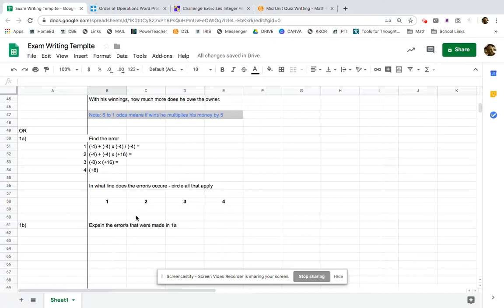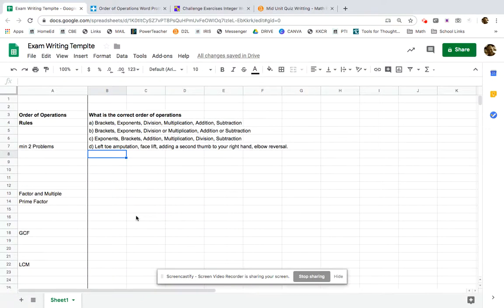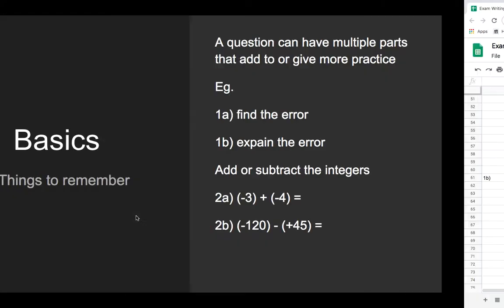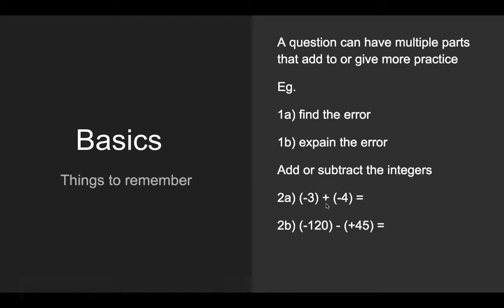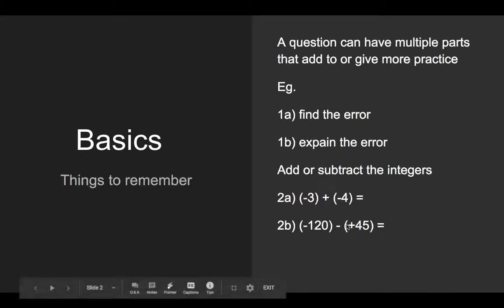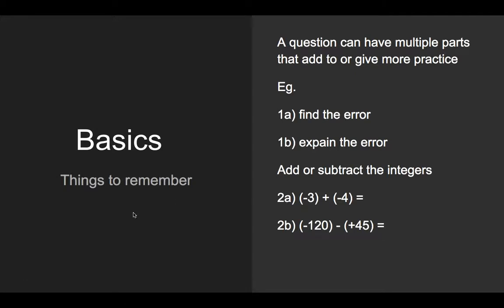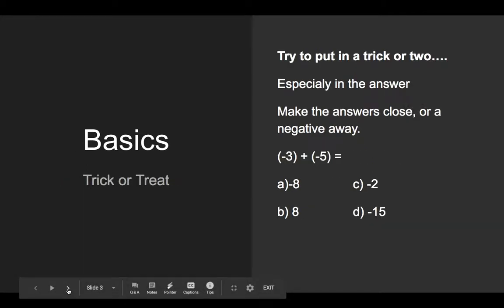Now, you don't have to use these, but the other thing you can do is, let's say, for adding and subtracting integers, in one question you can put A, B, C, and D, and that way people have to solve 4 problems instead of 1. So don't be afraid to use subsections within a question.